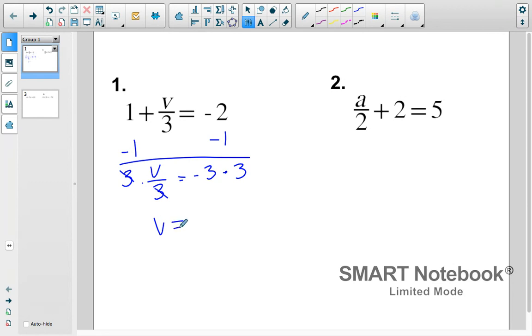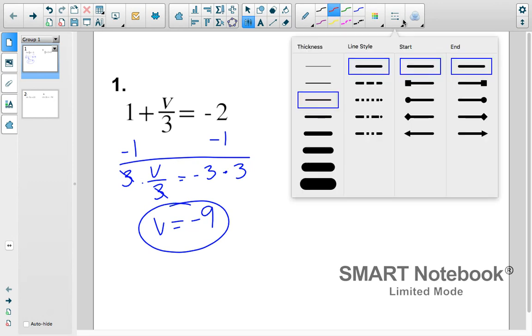V equals, now we do negative 3 times 3. Use a calculator. That'll get you negative 9. And so v equals negative 9. That's the answer for number 1. We did it. Let's move on to number 2 now.